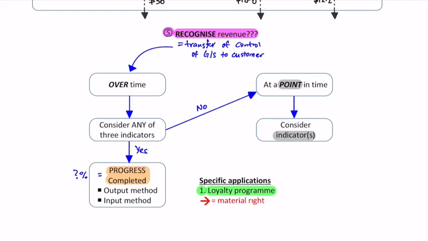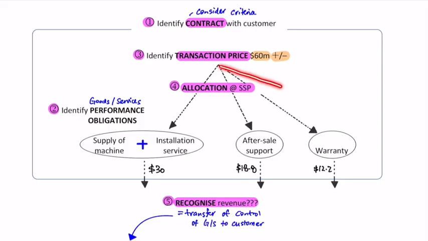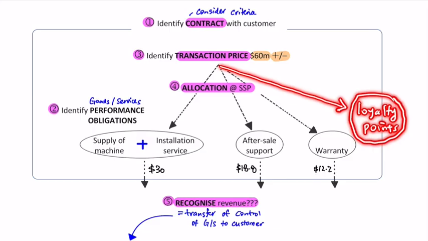If it's a material right to the customer, it's considered a performance obligation to the entity. If it's a performance obligation to the entity, when we do the allocations, we must allocate the transaction price to this loyalty point based on standalone selling price.